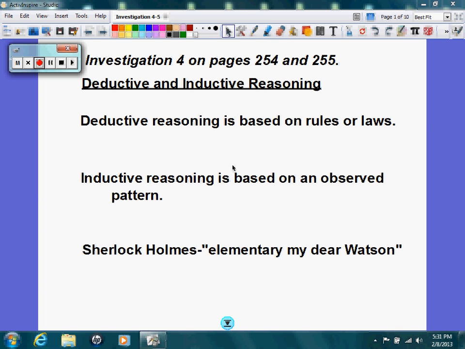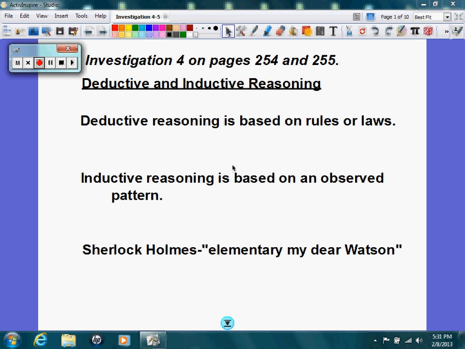Okay, I want us to go back to the investigation on pages 254 and 255 this weekend, and look at these concepts, deductive and inductive reasoning. Deductive reasoning is based on rules or laws, and inductive reasoning is based on an observed pattern.